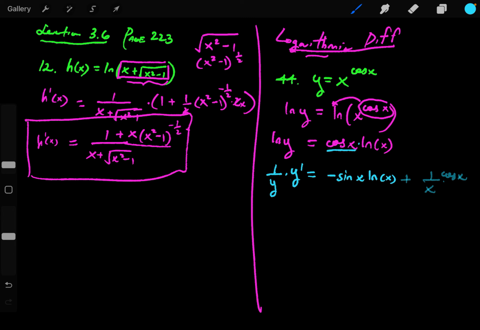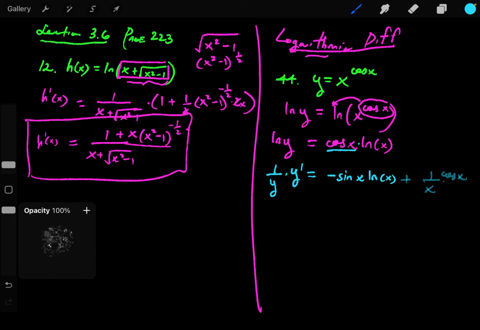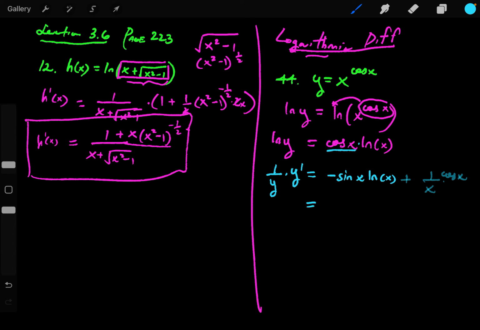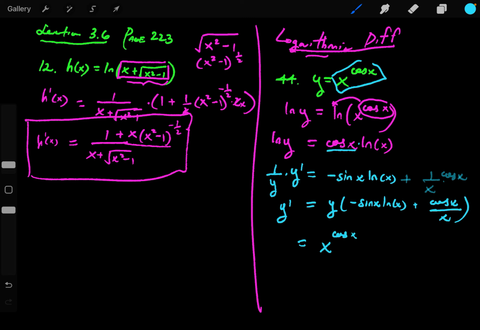And then, now that you have that, you solve for y prime. You get y prime is equal to y times negative sine x ln x plus cosine x over x. And then y from the beginning is this right here, so I write that instead: x to the cosine x, times negative sine x ln x plus cosine x over x. And this is y prime.